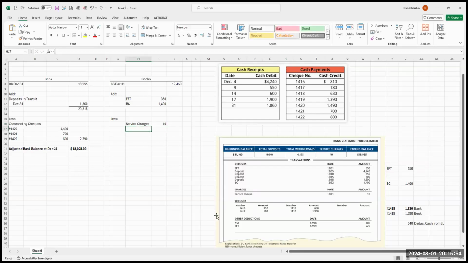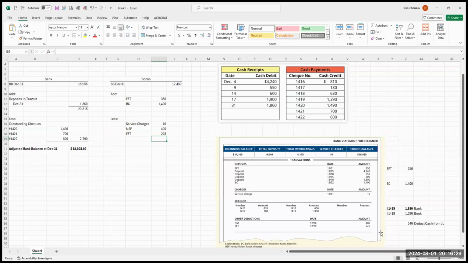Second thing that you can see is NSF. I have other deductions. Those are deductions, which means money going out from our bank account. On December 8th, I have a deduction of NSF for $400. Money is taken out from our bank account. And the last thing that I can see is EFT for $225 taken out of my bank account.